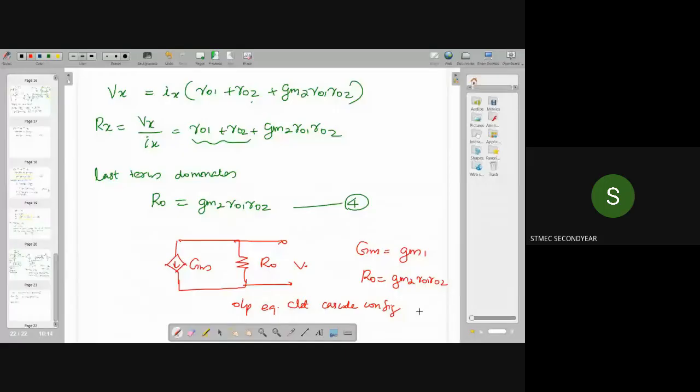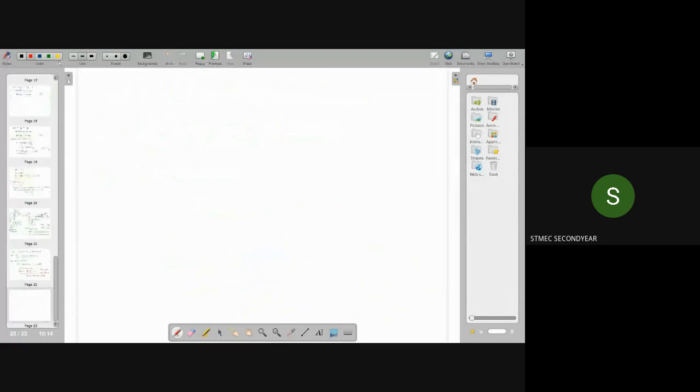Now we have to calculate the voltage gain. So next we are going to calculate the voltage gain for this configuration. Initially, I am assuming a no load condition. First case, no load condition.